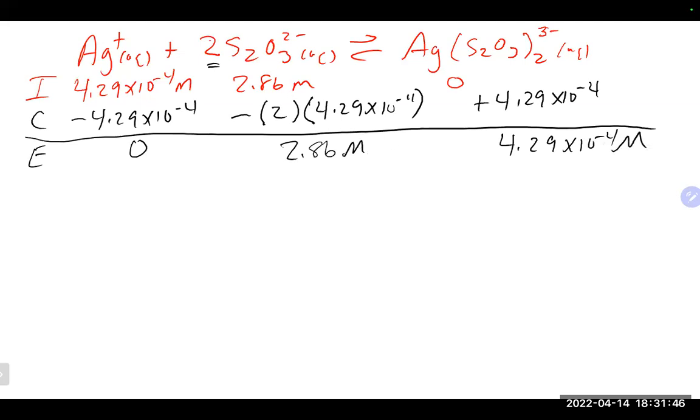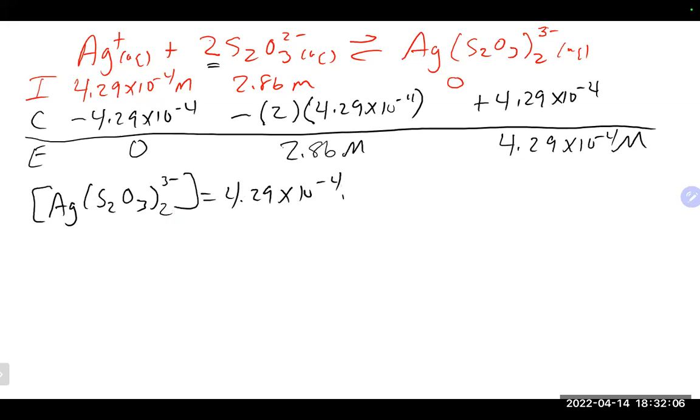Now, from this very first ice table, we actually hit a couple of things that we were looking for. We have the concentration of our final complex ion, which would be 4.29 times 10 to the minus 4 molar. We also have the concentration of our S2O3 2 minus, which would be 2.86 molar at this point. So it's a couple of things that we were able to solve just from doing this ice table here. Any questions on that?